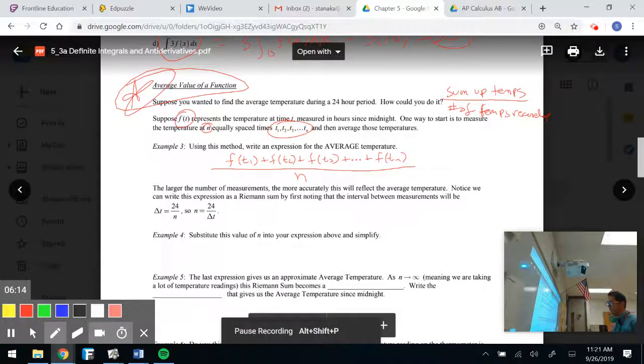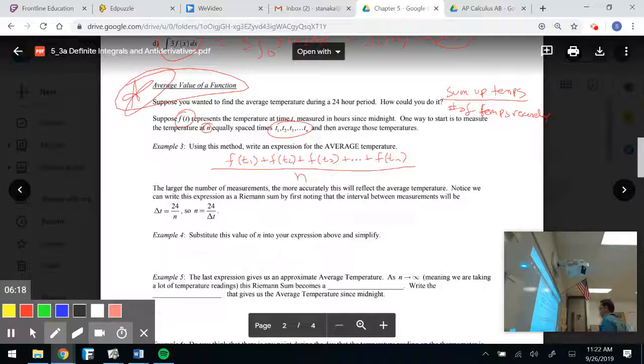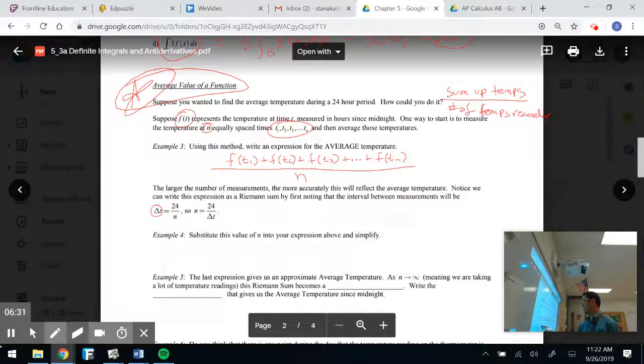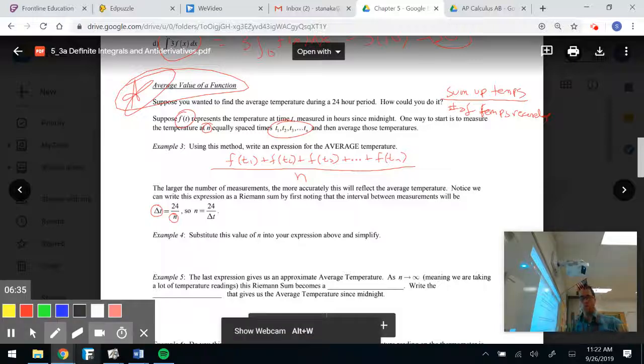Now, the larger the number of measurements, the more accurately this will reflect the actual average temperature. Notice, we can write this expression as a Riemann sum by first noting the interval between measurements. So remember, that means your change in time. Let's say I wanted to make my n 24. 24 divided by 24 would be 1. So my change in time would be 1 if I did it every hour.